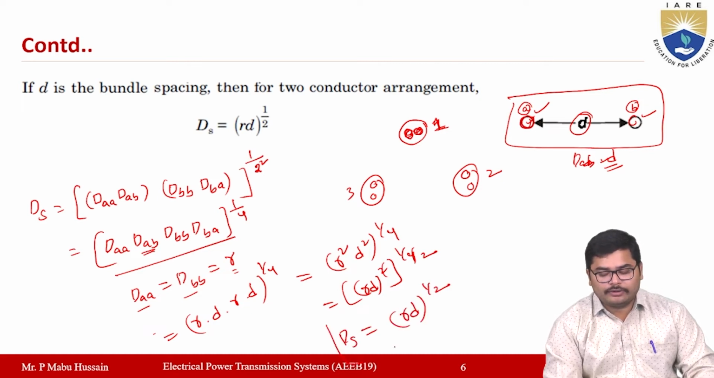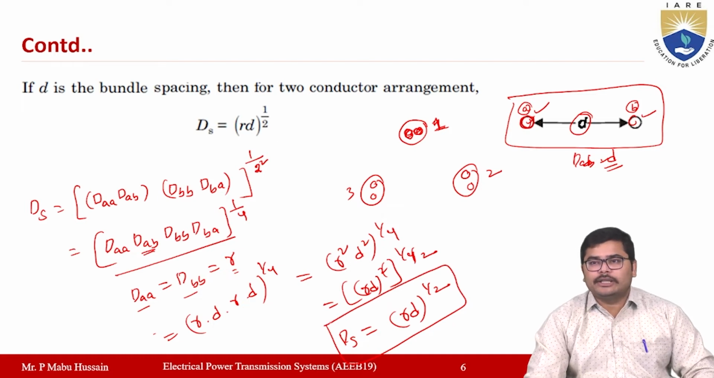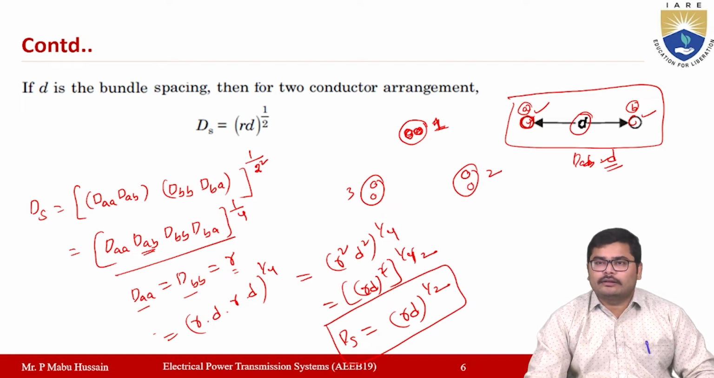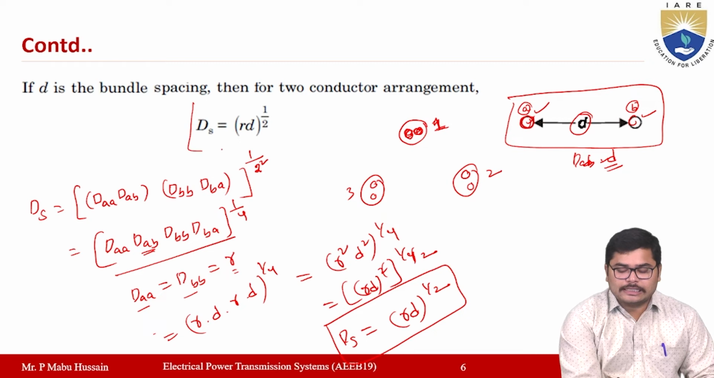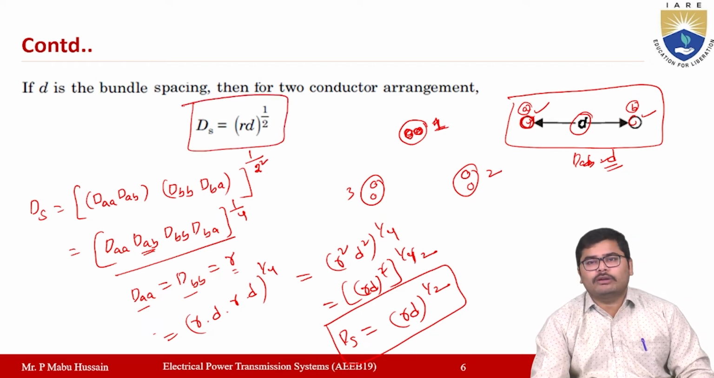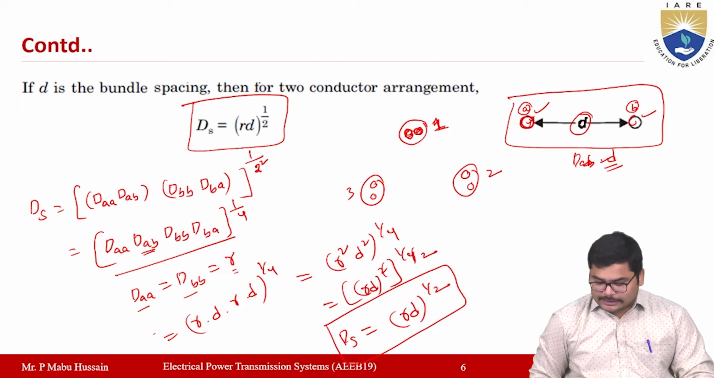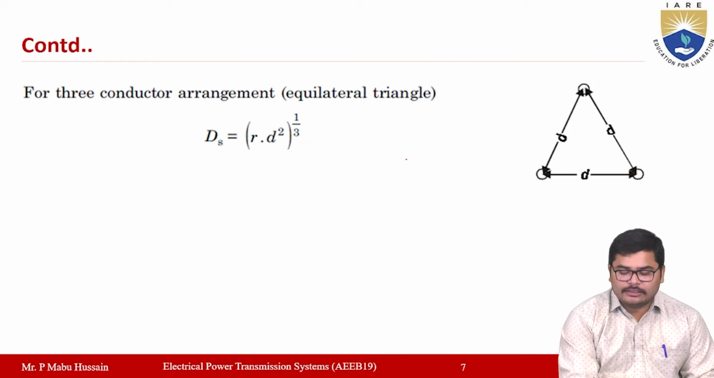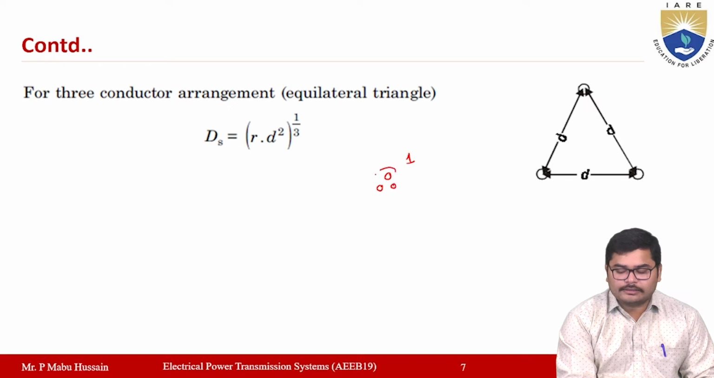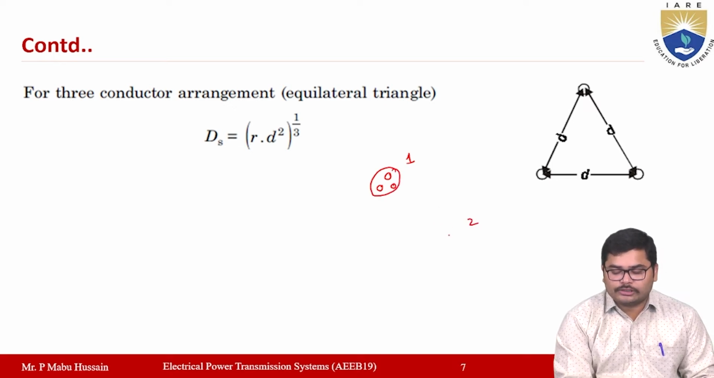So this is the value of Ds, which is the self GMD in case of a two conductor bundled conductor. Okay, two conductor configuration of bundled conductors. So Ds is equal to R into d whole to the power of 1 by 2. Okay, in a similar way, if you take a three conductor bundle, if you observe each phase, so the phase 1 will be having three subconductors. Phase B, phase 2 is also having three subconductors, and phase 3, phase C, is also having three subconductors.